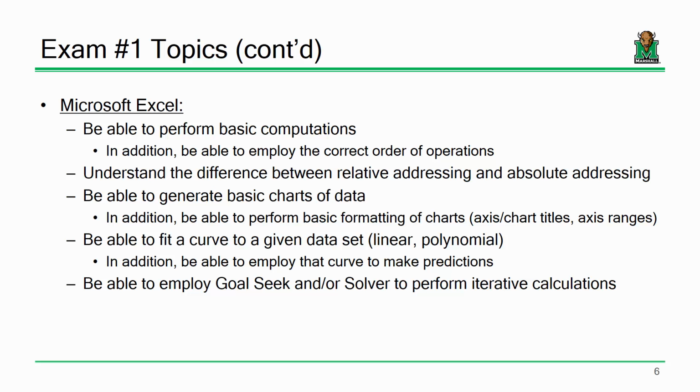Lastly, for Excel, make sure you can perform basic computations. Make sure you understand the order of operations in Excel. Make sure you understand the difference between relative addressing and absolute addressing. You know, those dollar signs and F4. Make sure you understand how to do that. You got to be able to plot. Make sure you can generate basic charts of data. And make sure you can also do formatting of those charts. You know, put an axis title on there. Change the range of the axis. Put a chart title on there and all of that. Just make sure you can do basic formatting of charts.